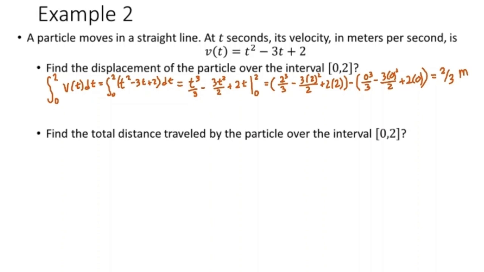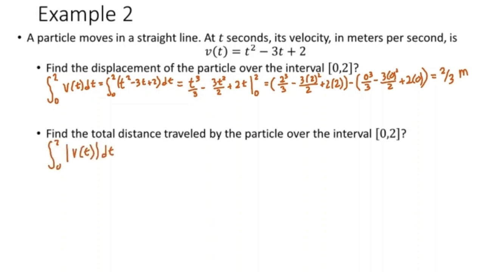What this means is that at t equals 2, we are 2/3 of a meter away from our starting position. That does not mean we traveled a total distance of 2/3. It just means when we only look at the start and the end, we are 2/3 away from the starting position. Next, we're going to find the total distance traveled by the particle over the time interval 0 to 2.